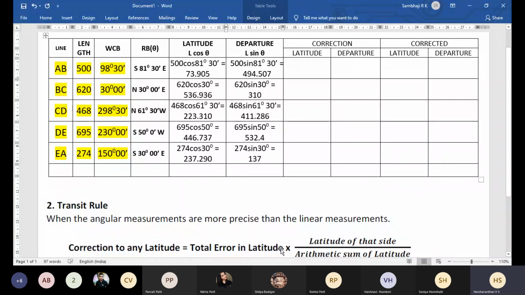Okay, now we will assign the sign. For latitude, if it is towards south, it is negative. If it is towards north, it is positive. So AB, reduced bearing is south, so negative sign. BC, latitude.